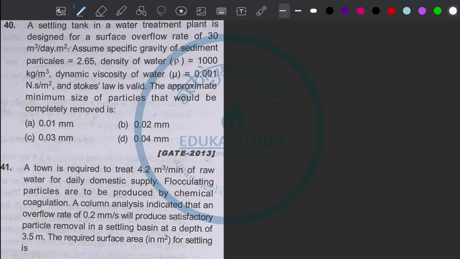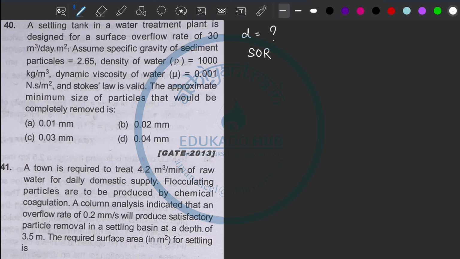Next question, which is question number 40. A settling tank in a water treatment plant is designed for a surface overflow rate of 30 meter cube per day per meter square. Assume a specific gravity of sediment particles 2.65, density this much, dynamic viscosity this much. Stokes' law is valid. The approximate minimum size of particles that would be completely removed. We need to calculate the size of particles, that means a diameter of the particles.